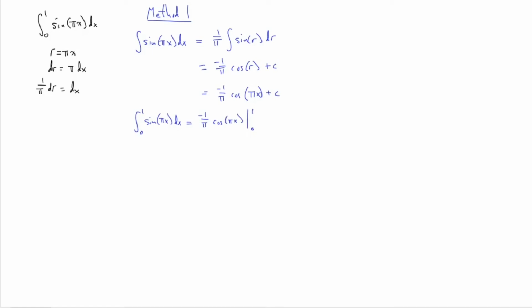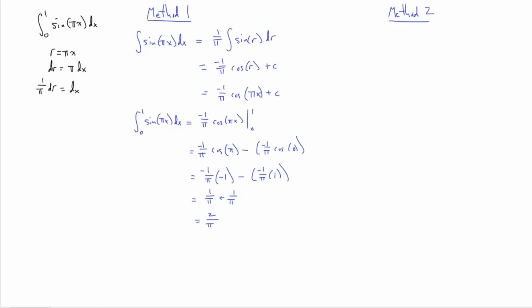We're now ready to compute the original definite integral. The integral from 0 to 1 of the sine of pi x dx is just the antiderivative that we just came up with, evaluated from 0 to 1. You have to remember a little bit of your trigonometry. The cosine of pi is negative 1. The cosine of 0 is 1. You have to also be careful with your negative signs. And in the end, you get 1 over pi plus 1 over pi, which is 2 over pi.